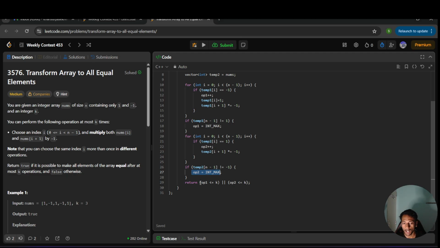Got it? And ultimately, you can see that we have to return true if it is possible to make all elements of the array equal in at most k operations. Correct? So there are 2 targets possible. I have to check if in any one way I can convert all the numbers to equal numbers, then I have to return true. So if operation 1 is less than or equal to k, or operation 2 is less than or equal to k, I have to return true. If both are false, then I have to return false. Clear? There is no other way to make all the numbers equal.